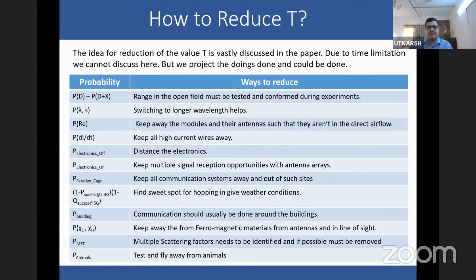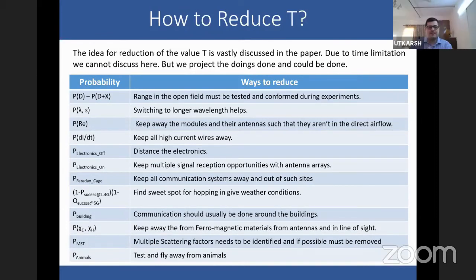P of dI/dt, which is because of the change in current carried by the high-grade motors. Keep all high-current wires away. We should not keep them close to the antennas. So P electronics off: distance the electronics. P electronics on: keep multiple signal reception opportunities with antenna arrays.